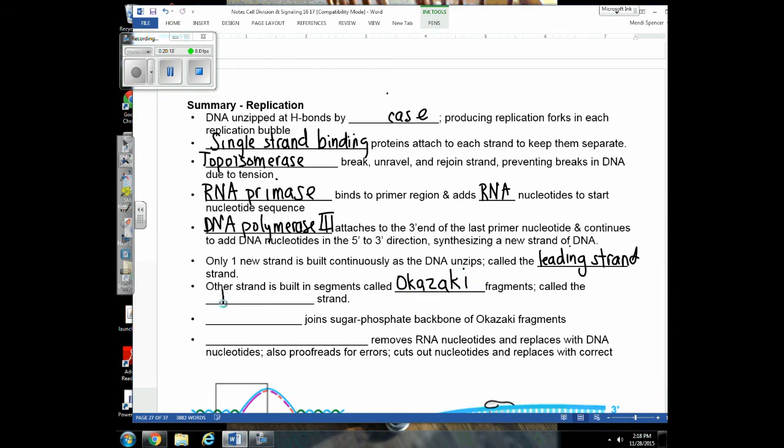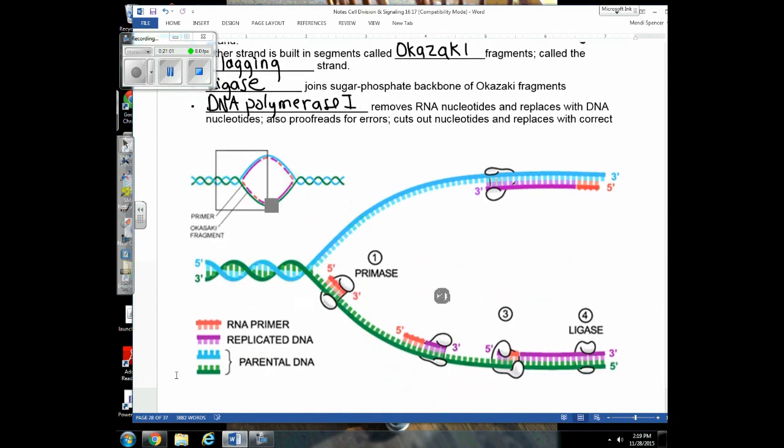And this strand is called the lagging strand. It's being made in pieces. Whenever we remove that primer, we have a gap that we have to seal, and that gap is sealed by ligase. And it's actually DNA polymerase 1 that removes those RNA nucleotides and replaces them with DNA nucleotides. In addition, DNA polymerase is also proofreading for errors, because remember, sometimes the wrong bases can be matched up.